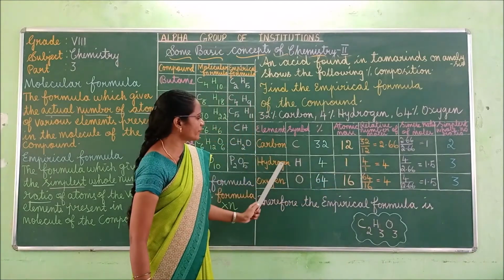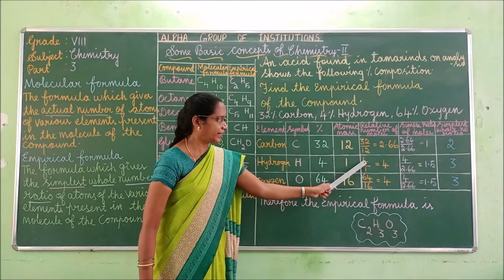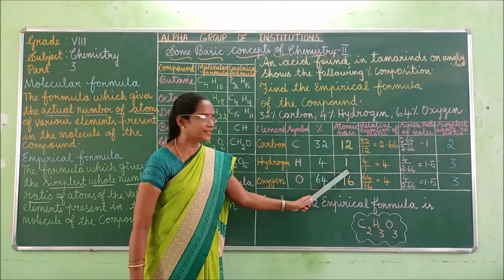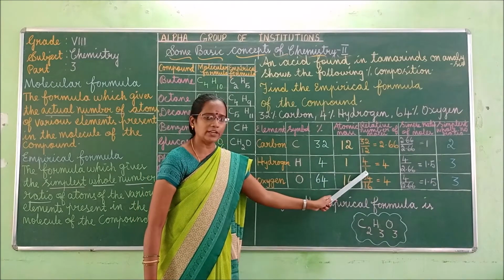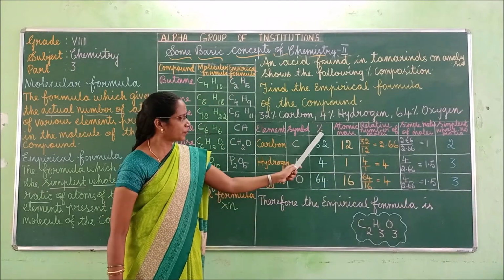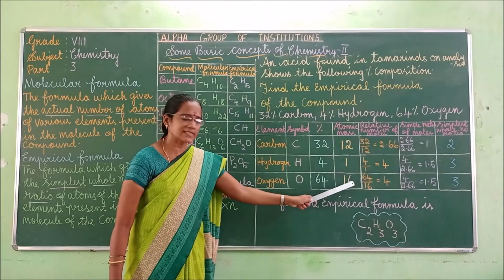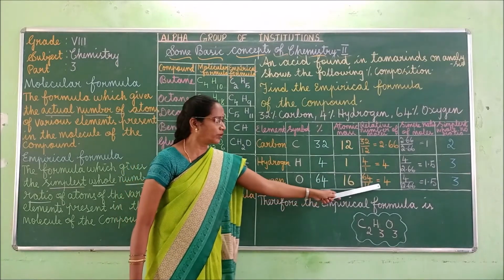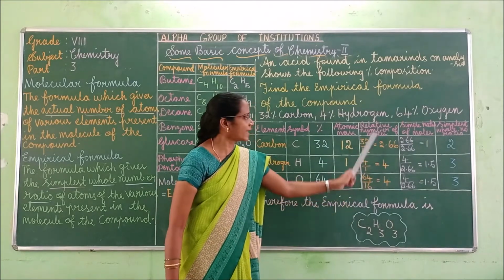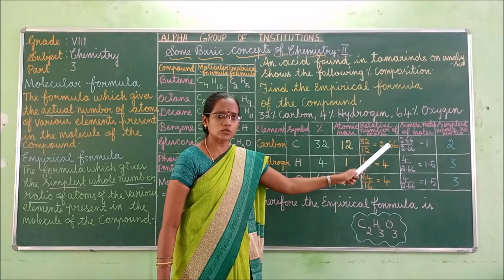Okay. Next one for hydrogen also you have to do. What is the percentage given? It is 4. Divided by, what is the atomic mass? Getting the value 4. Okay. So like that you have to calculate the relative number of moles. Clear? Shall we move to the next one?